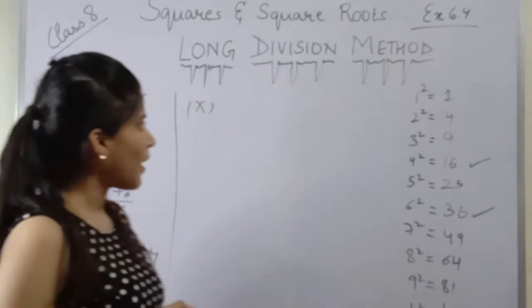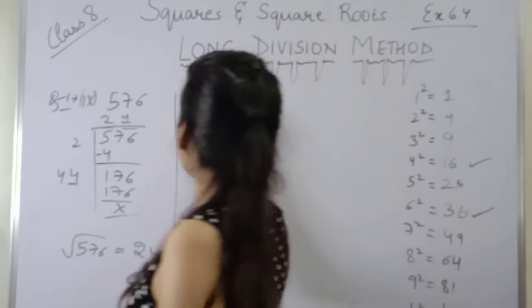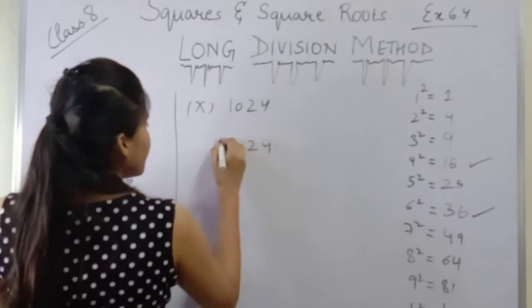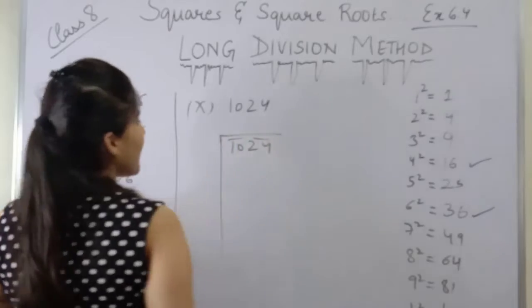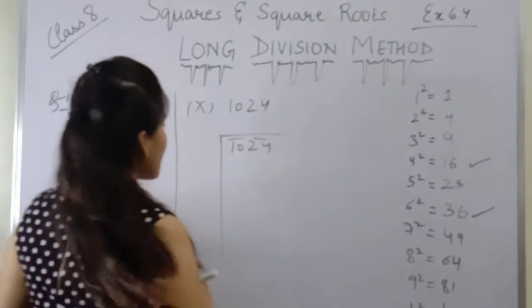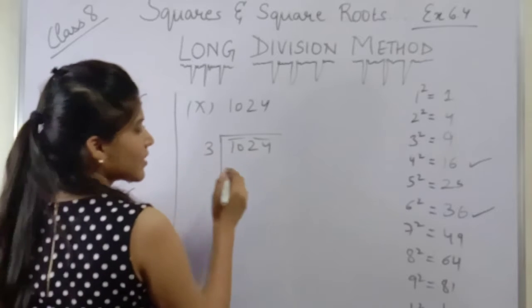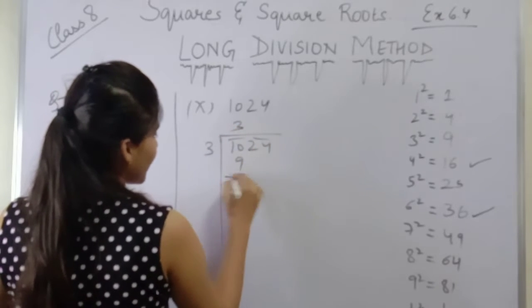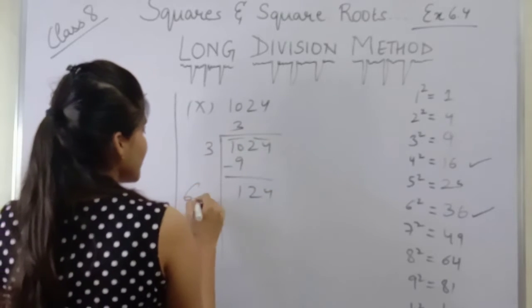Now let's come to part number 10, which is 1024. We will make pairs. The first pair is 24, the second pair is 10. So 3 3s are 9. I think 9 is the nearest square of 10. 3 3s are 9, and 124 remains. Now 3 plus 3 is 6.